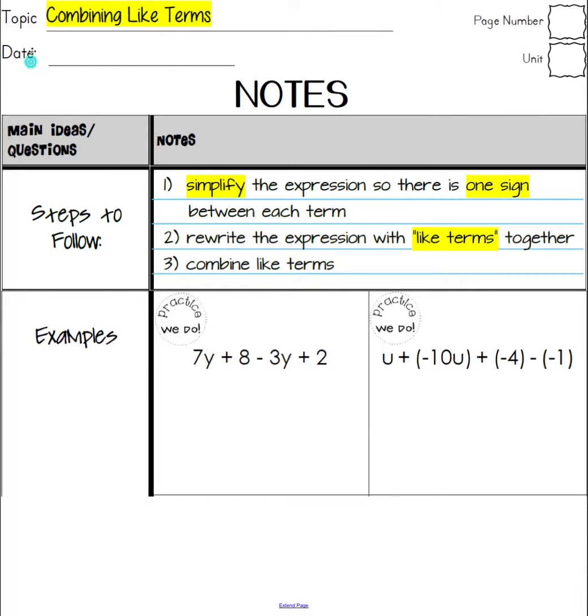A couple of things to keep in mind when we are writing our simplified version is that we need to make sure that we write our expressions in alphabetical order. So make sure that you write a note to yourself as well.